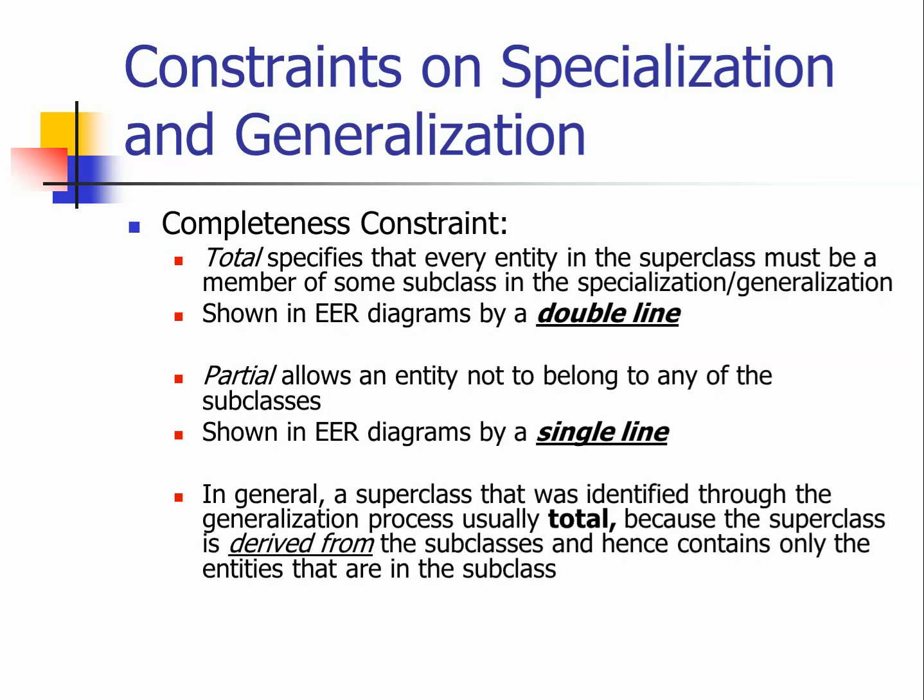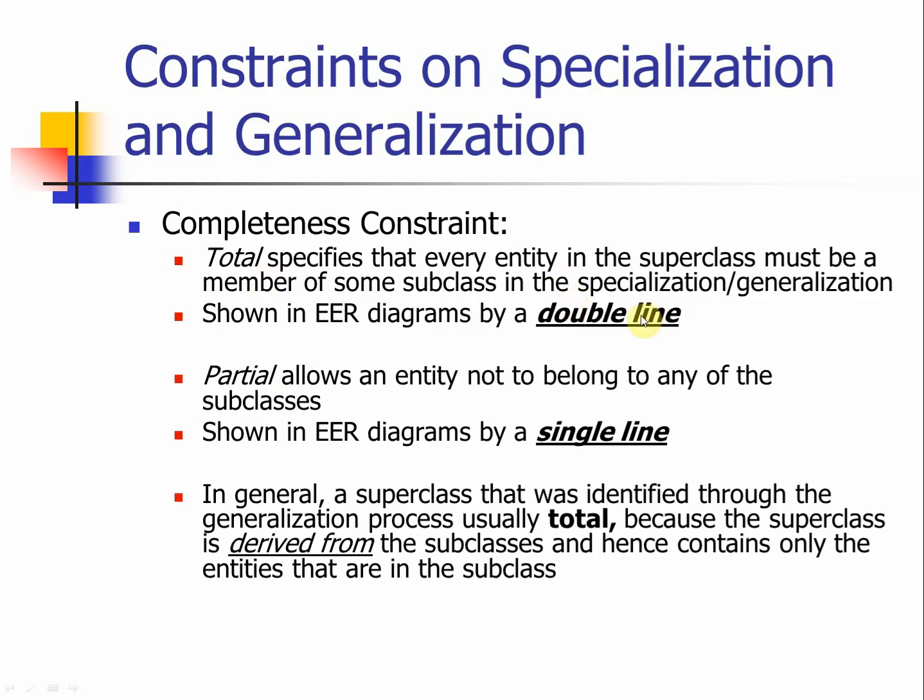Starting with the completeness constraint, it has two choices. One is a single line, the other is a double line. A single line indicates a partial constraint, and a double line indicates a total constraint. The concept is exactly the same as the relationship that we discussed in the ER diagram.